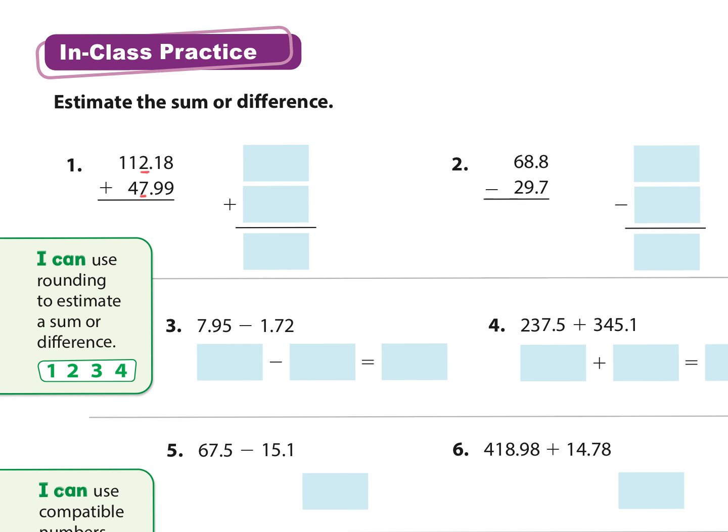So I have 112. What would I round that one to? 110. I'm going to use this as my judge. You wouldn't round at all. It'll stay 112. And then 47 and 99 hundredths will round to 48. Okay, now looking at this, this is what I consider compatible. Why would these be compatible? Why do you think 112 and 48 are compatible?